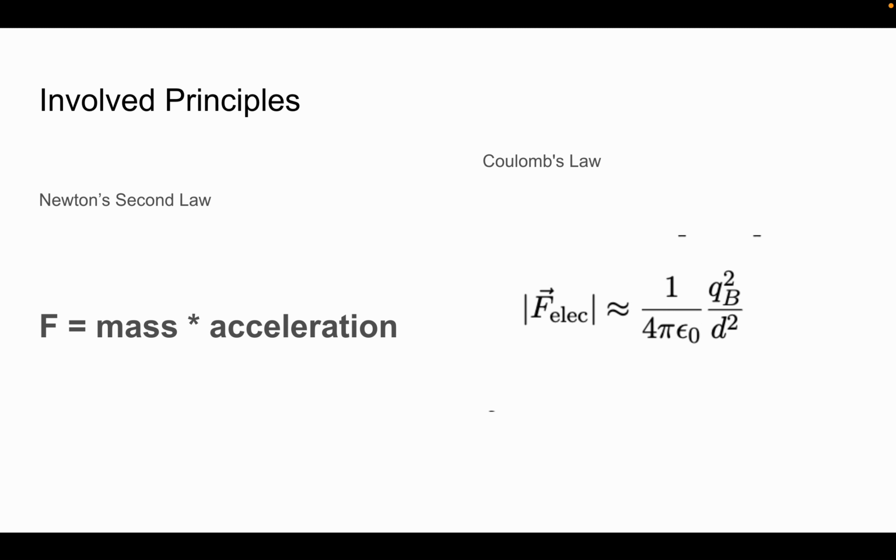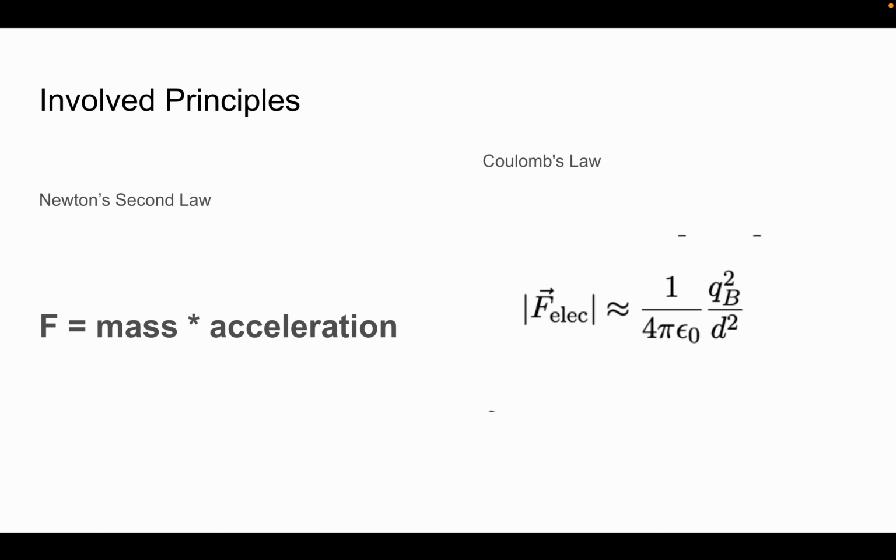Now the involved principles here: we have Newton's second law, which would be the force of gravity in this case, equal to the mass times acceleration. In this case, the mass would be the mass of the tape, which we will go into further later in the report. And acceleration would be acceleration due to gravity, which obviously would be negative 9.8 meters per second squared.